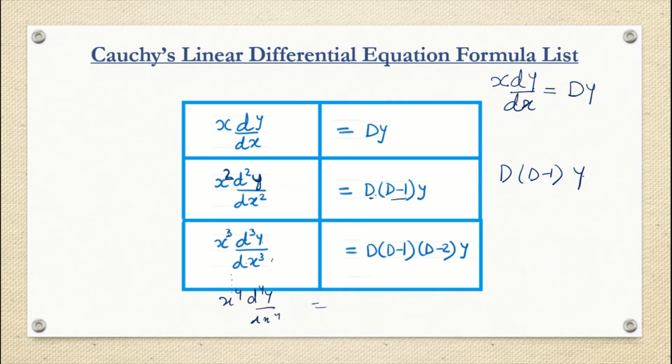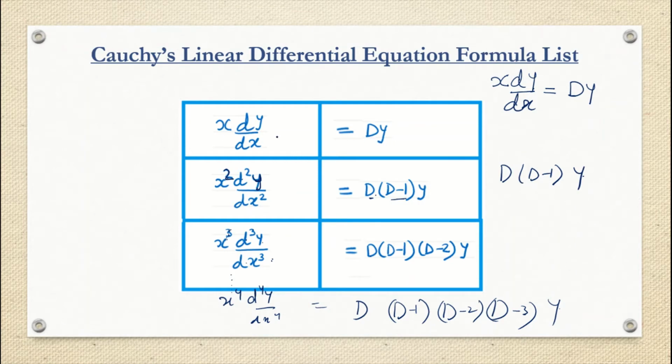So if x has power 3, how many D are you going to use? 3 terms of D will be there, but that will be D minus 0, D minus 1, D minus 2 and then y. If it is x4 d4y by dx4, 4 terms of D will be present. You will write D 4 times, but it will be D minus 0, just to memorize, then D minus 1, then D minus 2 and then D minus 3, and then y. Similarly, you can write this till any power. This way we will be substituting these terms with the differential operator terms.